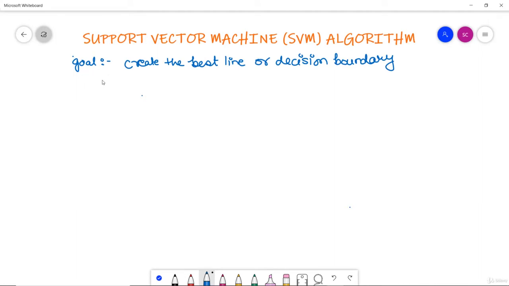That can segregate the n-dimensional space into classes so that we can easily put the new data in the correct category in future. The best decision boundary is actually called a hyperplane.